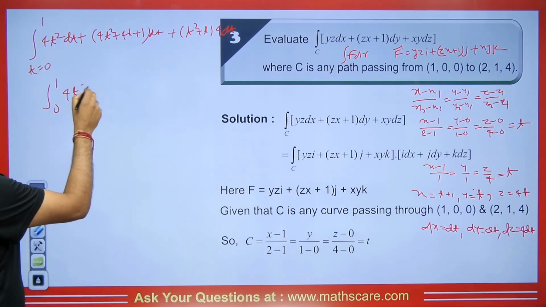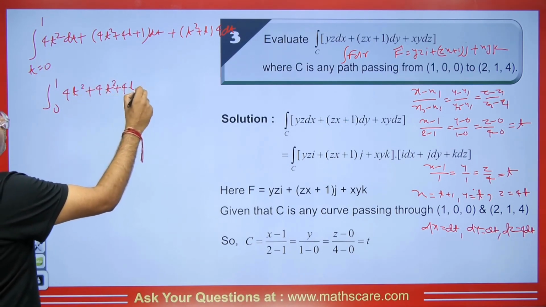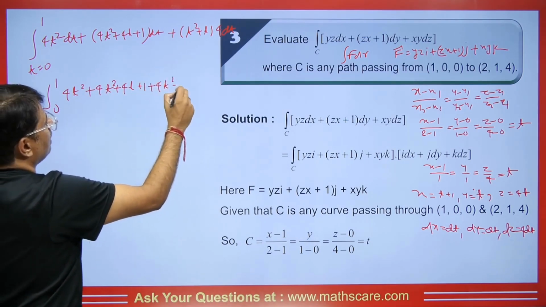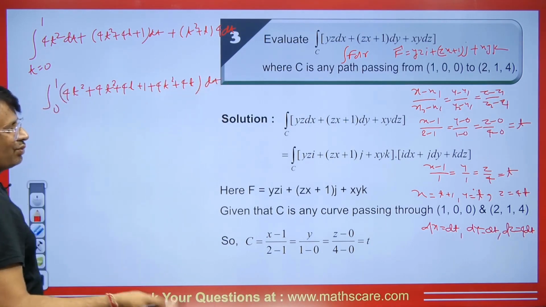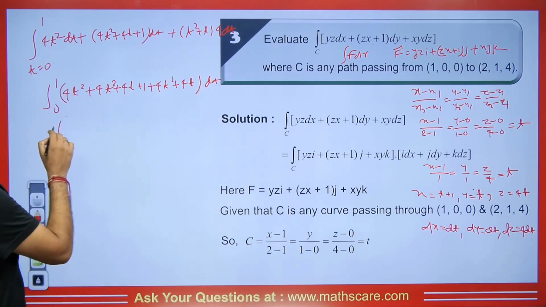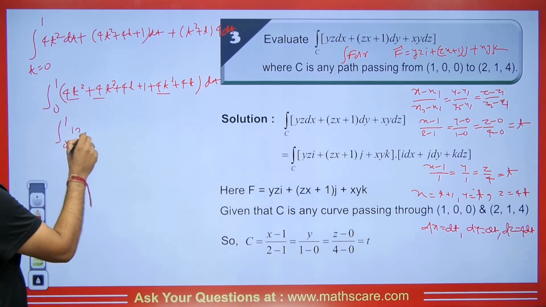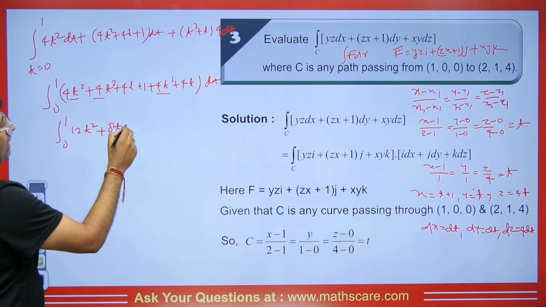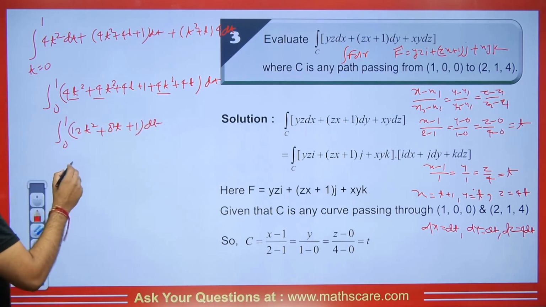Now what do we do? We will take dt as common. Then this will come to 4t square plus 4t plus 1, right? And this one will come to 4t square plus 4t. Is this clear? And the total dt comes out as common. Keep it like this. This will be 0 to 1, 4t square, 4t square, 4t square. Then this will come to 12t square, and 4t plus 4t. Then students, this will come to (12t square plus 8t plus 1) dt. Is this clear? We'll integrate this.